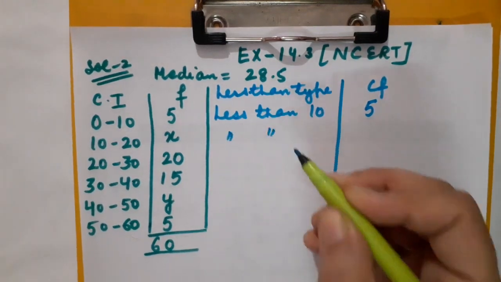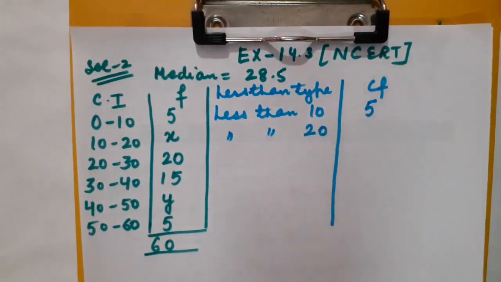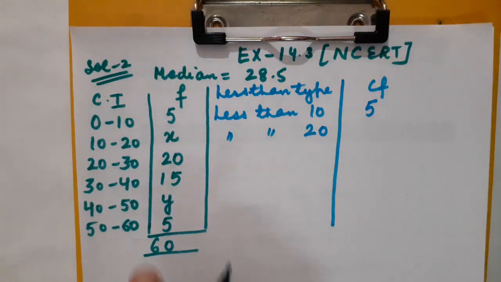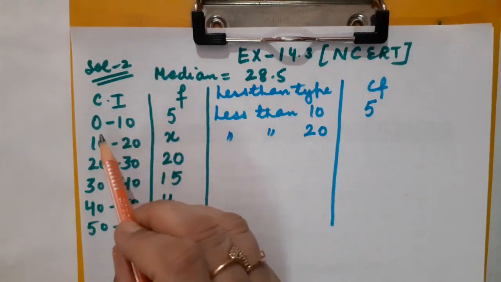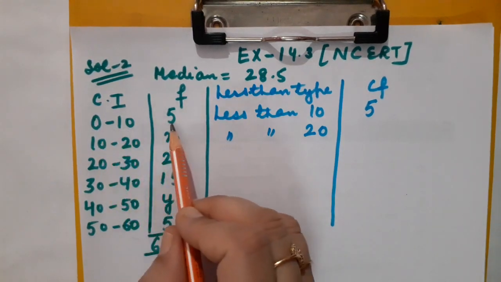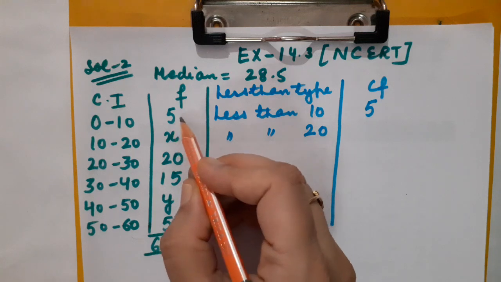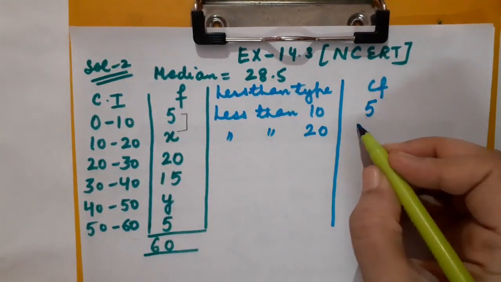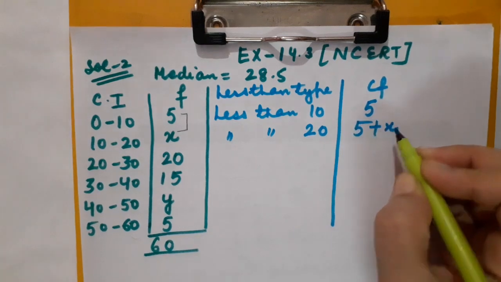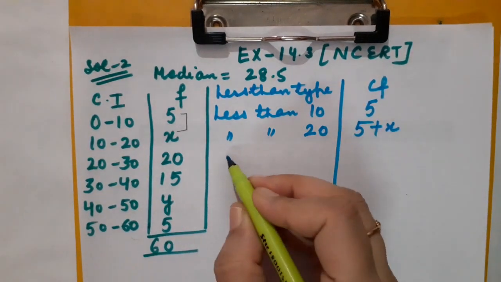Now let us talk about less than 20. In less than 20, we will have to include this 5 also. Why? Because this 5 is also from 0 to 9. Means this is also less than 20. So you are supposed to take the summation of 5 and X. It would become 5 plus X. Correct? Now let us switch to next.